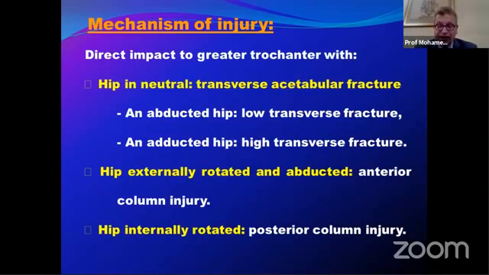Mechanism of injury: direct impact to the greater trochanter. If I have a direct impact to the greater trochanter, I have to see the position of the hip. Is the hip in neutral position, externally rotated and abducted, or internally rotated? If the hip is in neutral position, a transverse acetabular fracture will occur. An abducted hip will cause a low transverse fracture, and an adducted hip will cause a high transverse fracture. If the hip is externally rotated and abducted, it will cause an anterior column injury. And if the hip is internally rotated, it will cause a posterior column injury.